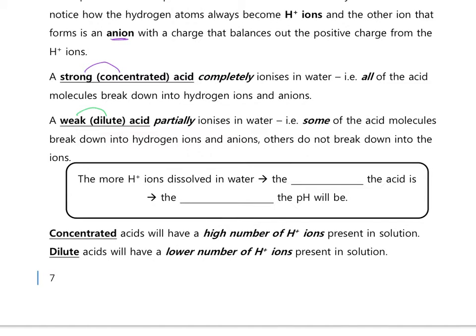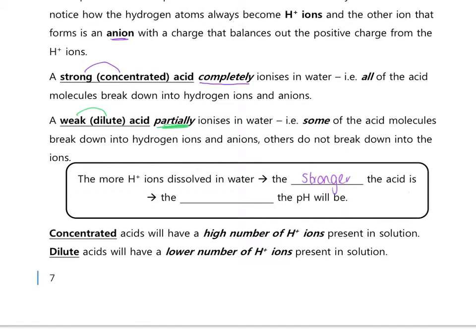So we describe a strong acid as one that completely ionizes in water. So all of the acid molecules are going to break down into your hydrogen ions, which cause your acid to be strong, and your anions. Whereas a weak acid only partially ionizes in water. That means some of the acid molecules break down into the H+ ions and the anions, and then others don't. And what we see is that the more hydrogen ions you have dissolved in water in the end, so basically the more acid molecules that break down to produce these H+ ions, the stronger the acid will be.